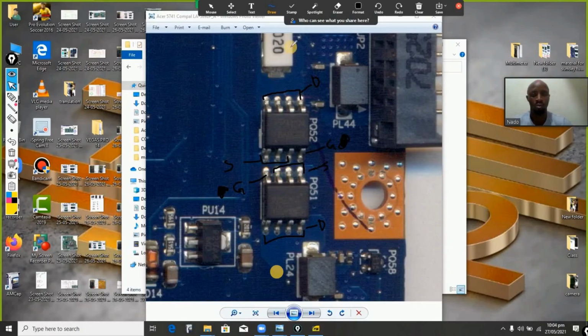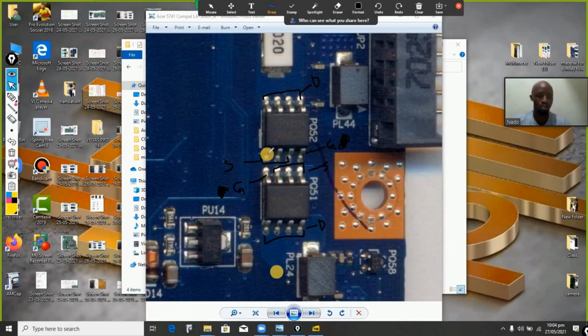So if we are to bypass this place, we can just jump wire to bypass this place. So the board will power on, but the only problem is the laptop will not charge, because there is no more communication of when to stop and when to power. So everything here is determined by the gate.